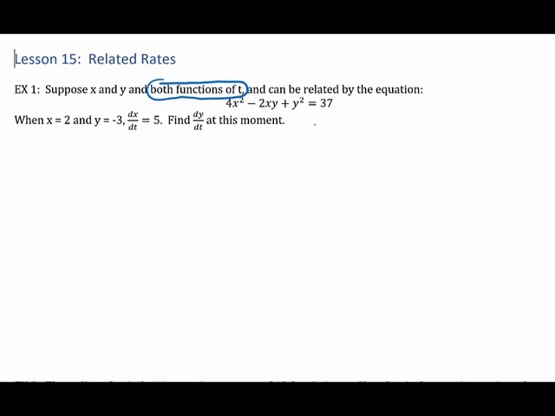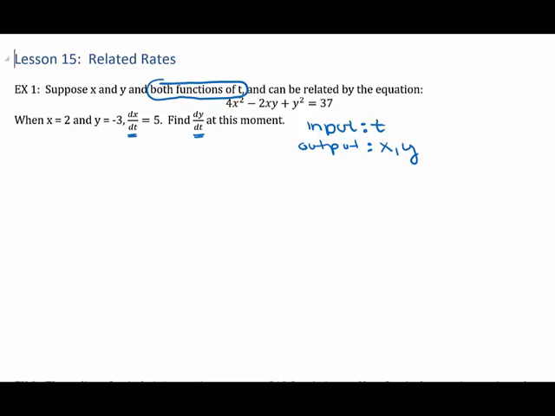So in the past, we usually used the letter x for our input. Now the letter t is our input variable, and both x and y are actually output variables. We are told that when x is 2 and y is negative 3, dx/dt, so the derivative of x with respect to t, is 5, we want to find dy/dt. So again, notice we have little dt's here because t is our input variable, not x. That's how this problem is different from the kinds of notation we've used in the past.